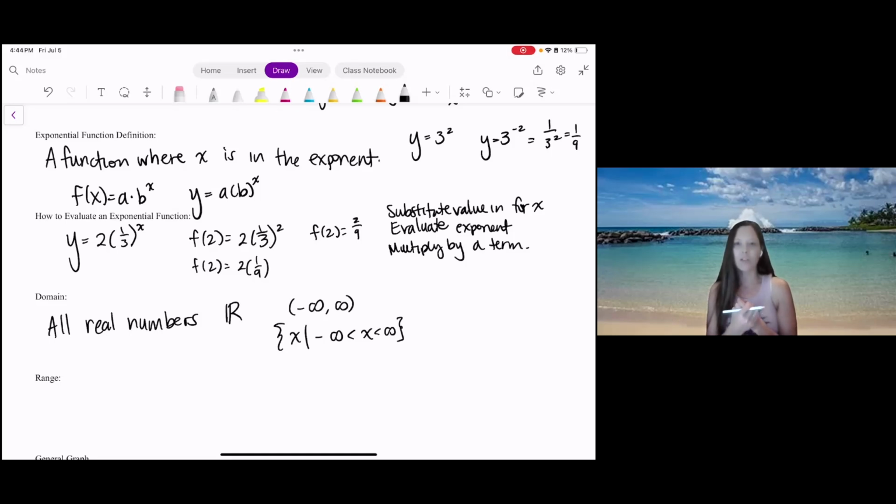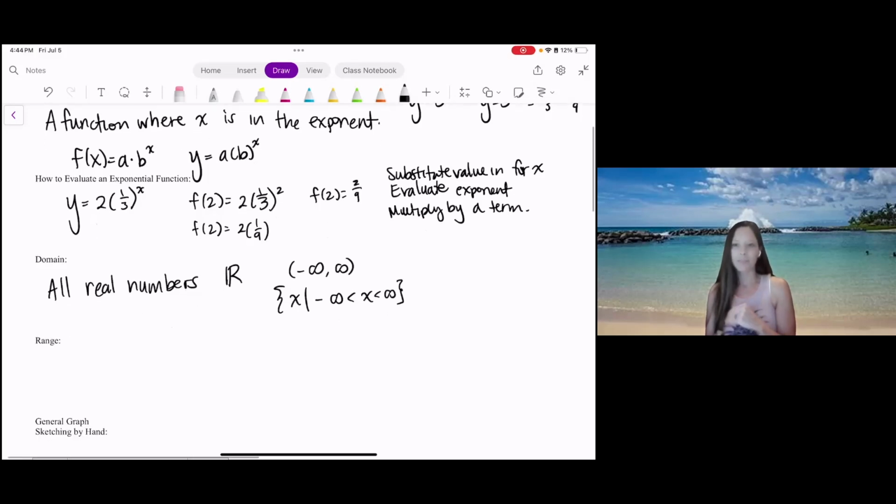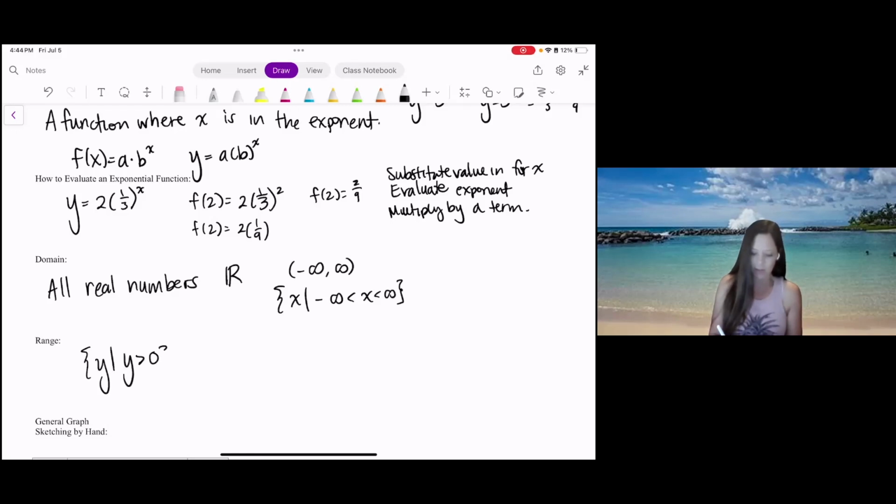My range is going to be more than 0. I cannot get 0 from an exponent. Something to the 0 power does not give me 0. It gives me a number. I'm either going to get really, really big or really, really small, but I'm never going to get to 0. My range is then y greater than 0. A set of all y's such that y is greater than 0. Not greater than or equal to, which means that my interval notation would be from 0 to infinity.